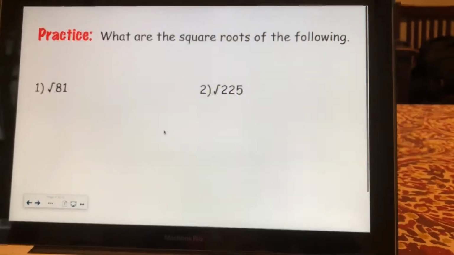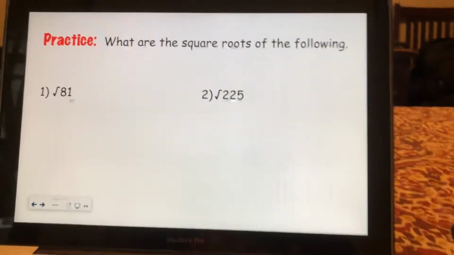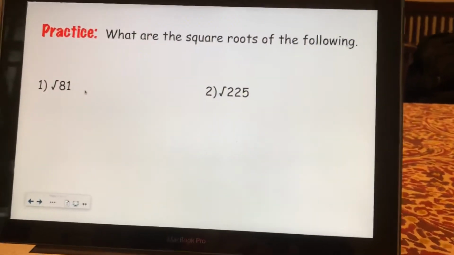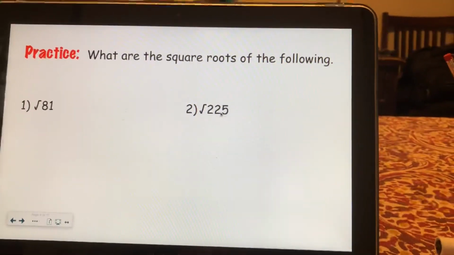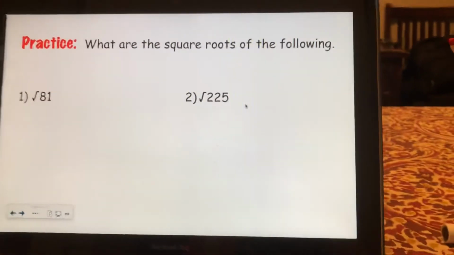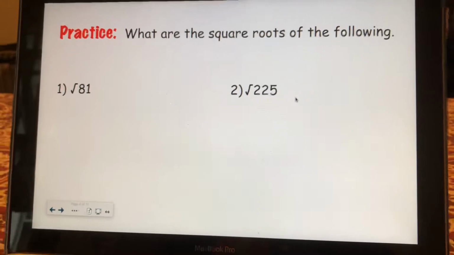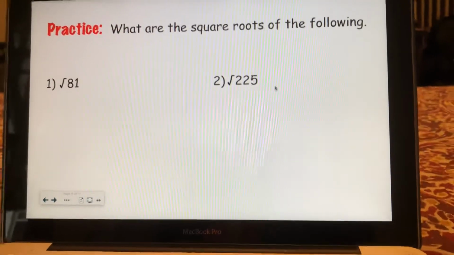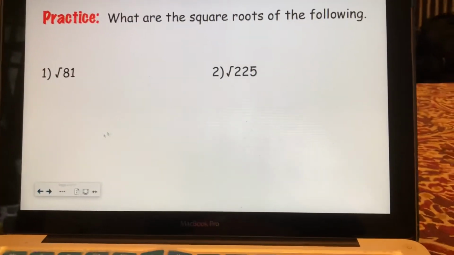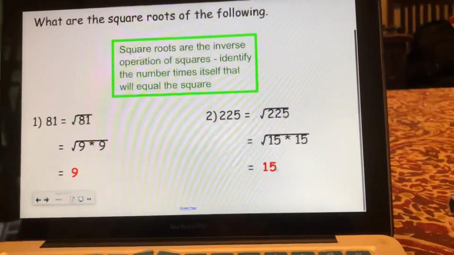So here's a practice. Square root of 81: what times itself equals 81? I know that 9 times 9 is 81, so the square root of 81 is 9. And the square root of 225, same thing. What times itself equals 225? A very common mistake that people make is they divide it by 2. You are not dividing these numbers by 2. You need to think of your factors. You need to think about what times itself equals 225. And I know that 15 times 15 equals 225, so the square root of 225 is 15.